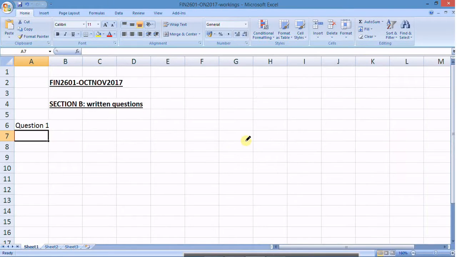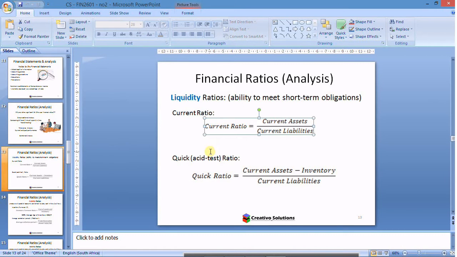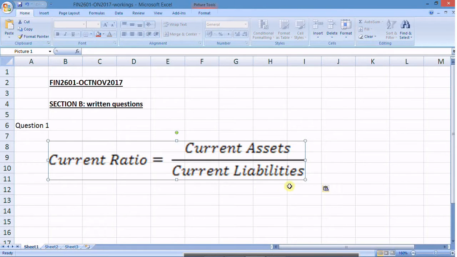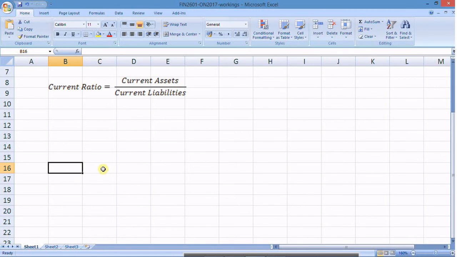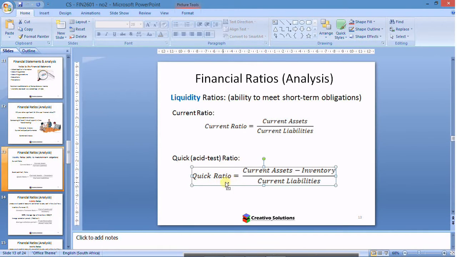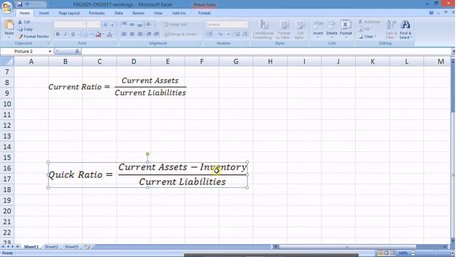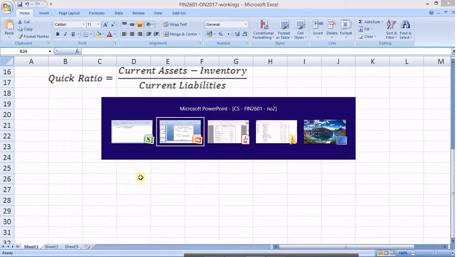So current, quick. I'm just going to copy them from our notes. So I'm literally writing down equations. These ones you'd have to study. Remember, some of them are easier than others. Like current ratio, everything is current. With quick ratio, you just think about inventory. Can you always sell it quickly? No, so you take out the effects of inventory.